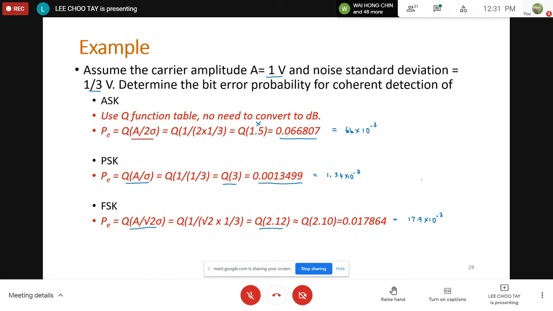Okay, so the smallest number is the one that gives you the best performance. This one is the smallest, isn't it? So PSK gives you the lowest error rate, followed by FSK. This is number 1, this is number 2, and this is number 3. ASK gives you the worst probability of error, meaning if you transmit using ASK, the probability of error is higher.